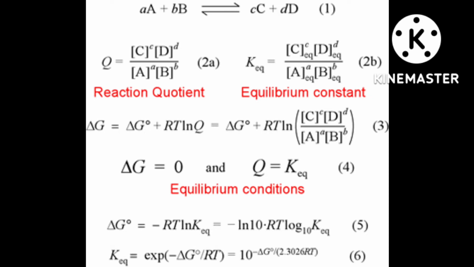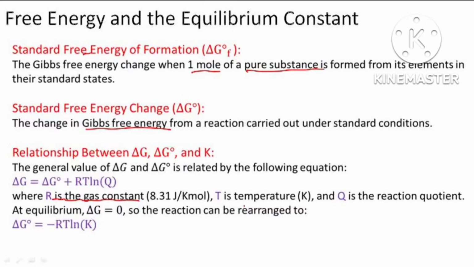Now, delta G is equal to standard delta G plus RT ln K. This is the most important relation. At equilibrium condition, delta G value will be 0. Then 0 is equal to standard delta G plus RT ln K. If you have pen and paper, note down this relation also. Always when you are attending the class, keep pen and paper.